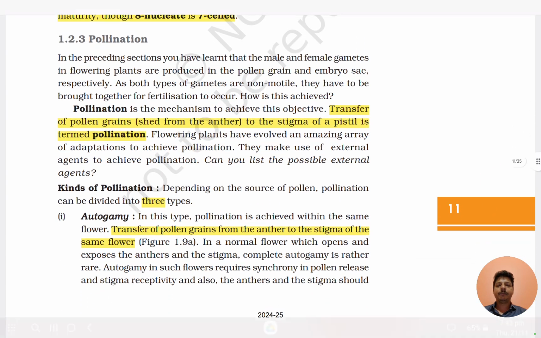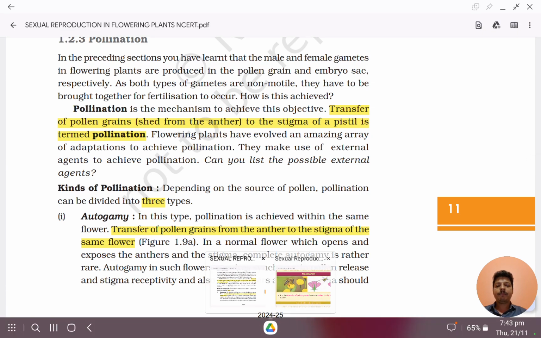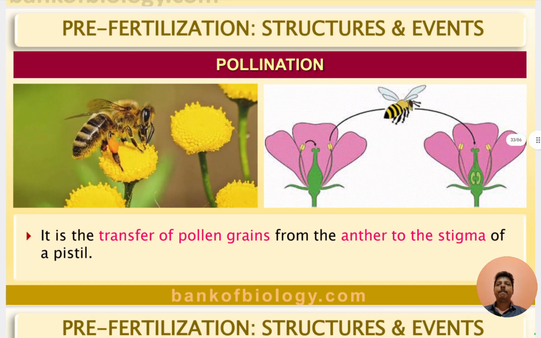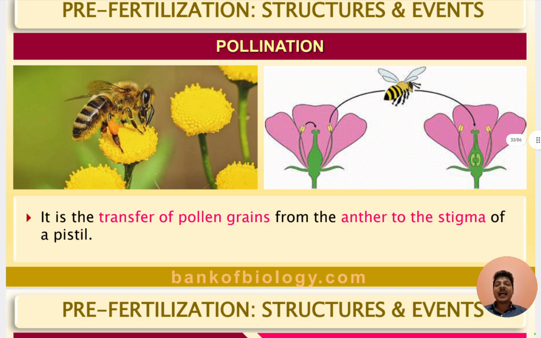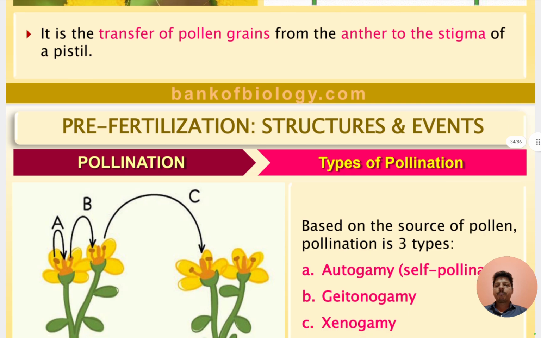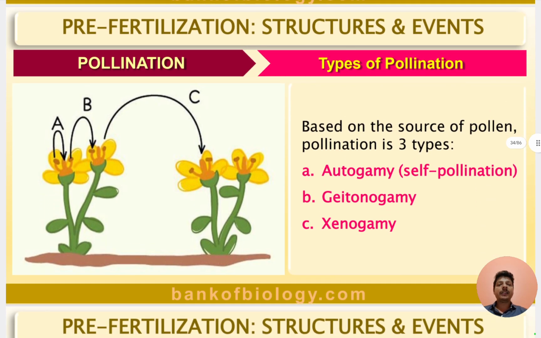Now pollination. Let's see the PDF. Pollination is the transfer of pollen grains from the anther to the stigma of the pistil. Coming to types of pollination, based on the source of pollen, there are three types: autogamy, that is self-pollination, geitonogamy and xenogamy. Both of the latter are cross-pollination.